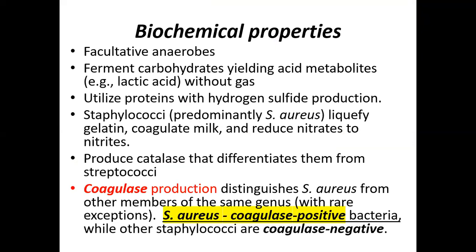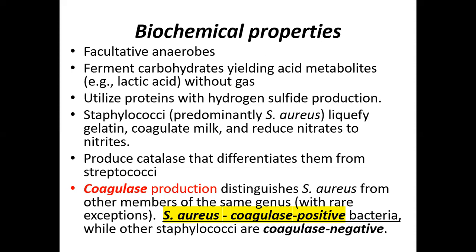Biochemical properties: they are facultative anaerobes, ferment carbohydrates, yielding acid metabolites, lactic acid without gas, and utilize proteins with hydrogen sulfide production. Staphylococci, predominantly Staphylococcus aureus, liquefy gelatin, coagulate milk, and reduce nitrates to nitrites. They produce catalase, which differentiates them from Streptococci.